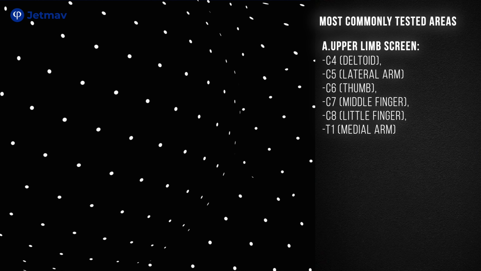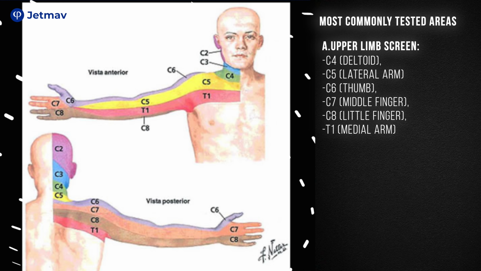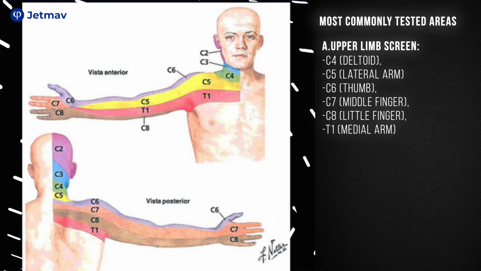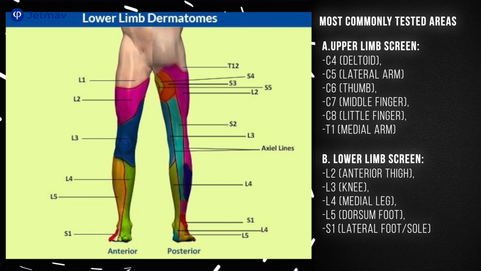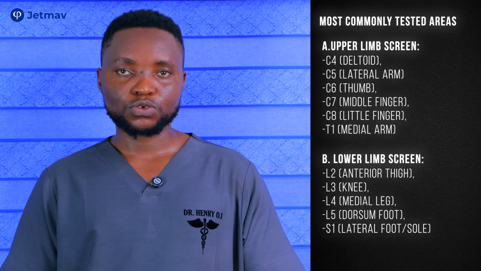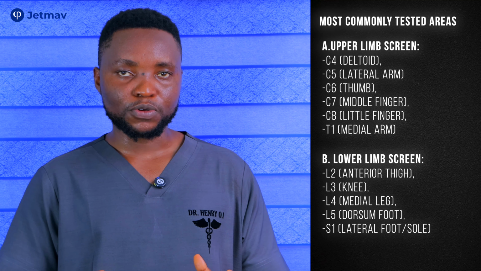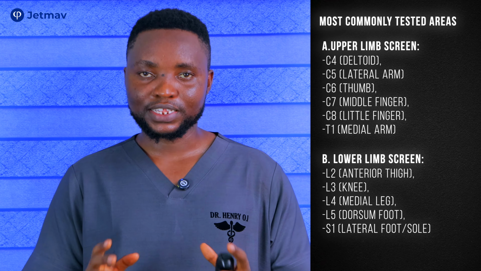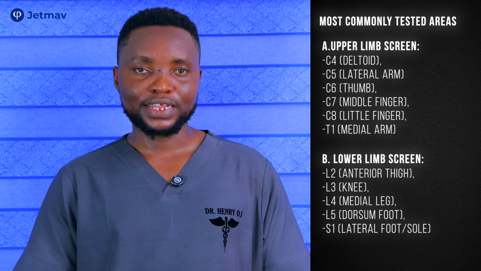For the upper limb, we're going to test for C4 at the deltoid, then C5 at the lateral arm, C6 at the thumb, C7 at the middle finger, C8 at the little finger, and then T1 at the medial side of the arm. Then for the lower limb, we're going to test for L2 at the anterior thigh, L3 at the knee, then L4 at the medial aspect of the leg, L5 at the dorsum of the foot, and S1 at the lateral foot. While it's important to understand all the dermatomes, for the purpose of OSCE scenarios, these are the ones we commonly test due to time constraints. So we're going to go ahead and start the practical.